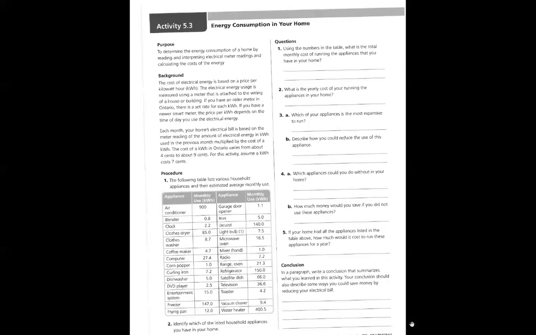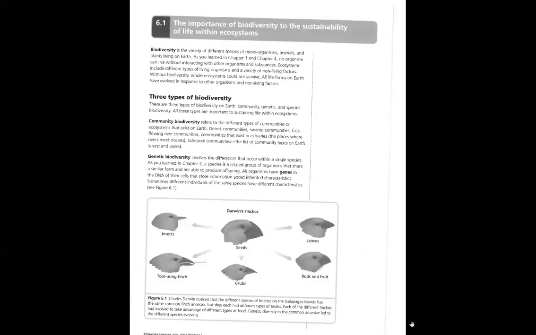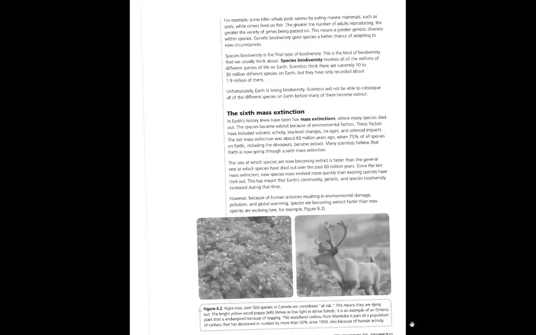Okay. We then went back to ecosystems for a little bit. In lesson number 19, we did section 6.1 to 6.2. So in that one, we looked at 6.1, the importance of biodiversity to the sustainability of life within ecosystems. We looked at the types of biodiversity. You should know biodiversity. We've done lots on it. We looked at the types of biodiversity.